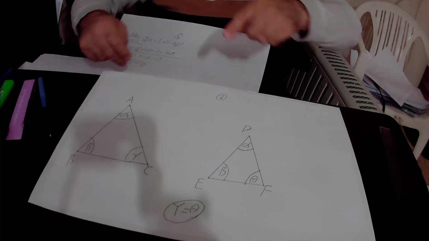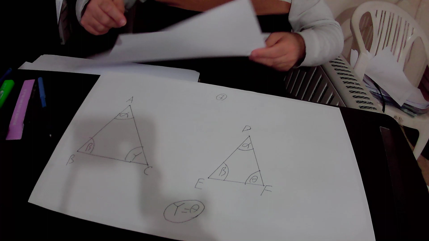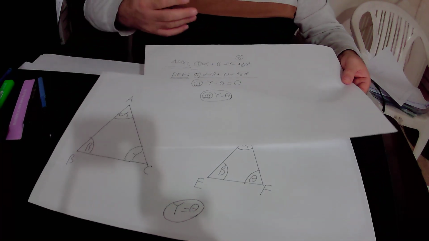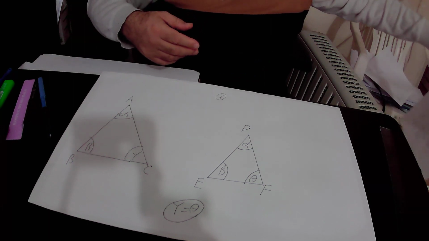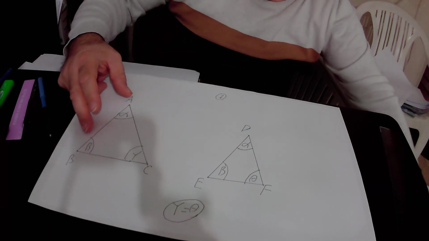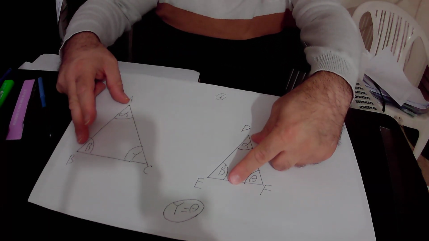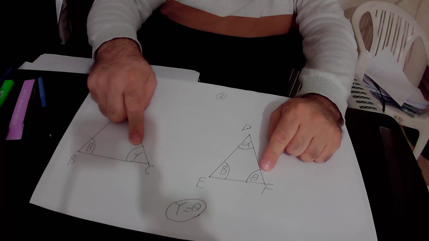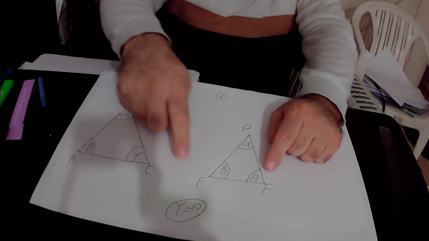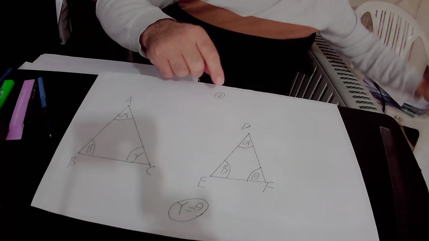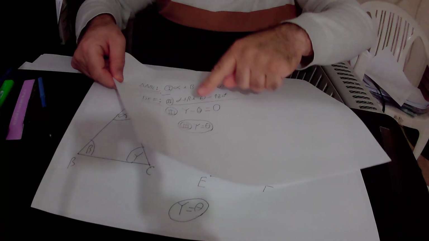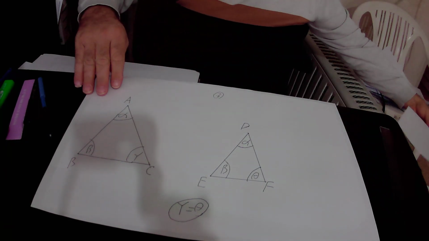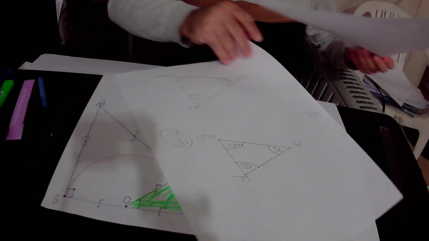We wanted to prove that angle gamma equals angle theta, and we did prove it. So we actually proved that if we have two triangles with two pairs of congruent angles, then the third pair of angles must also be congruent. Okay? Then we return to our original drawing.